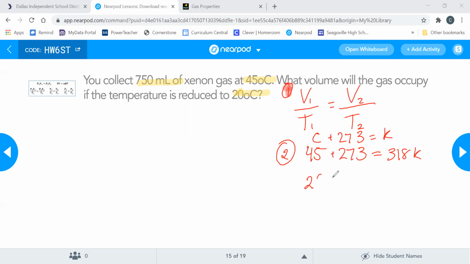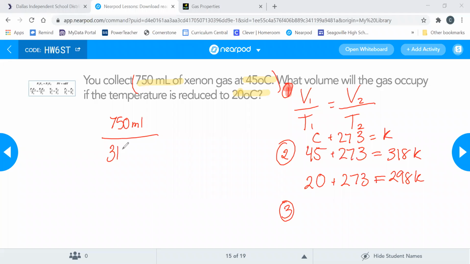Next, 20 plus 273 equals 298. And then thirdly, figure out how to put it in a formula. Based on how they wrote it, I know that these two numbers are going to be V1 and T1. So I'm going to do 750 milliliters divided by 40. Wait, not 45, because we're using Kelvin. See, I already messed up.